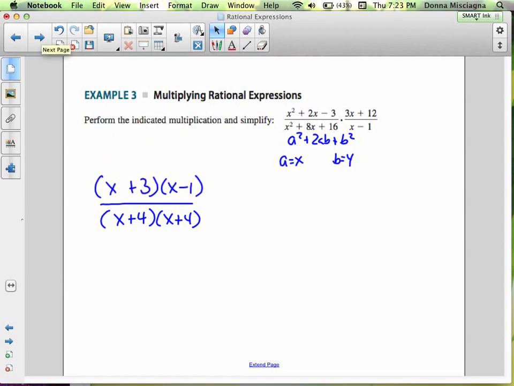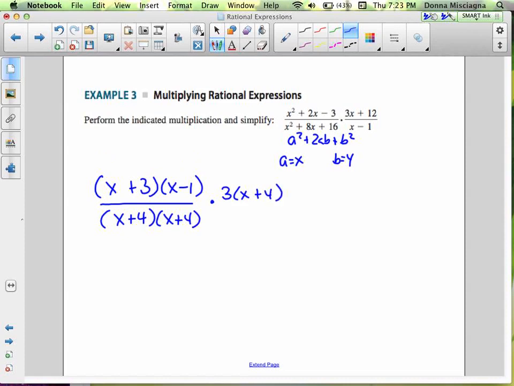All right, now let's factor the other expression. All right, so we can pull out a greatest common factor, 3 times x plus 4, right? So we can factor out a 3 from 3x plus 12. Just divide both of those terms by 3. And x minus 1 is as simple as it gets. Now when we look at this, we see we could cancel.